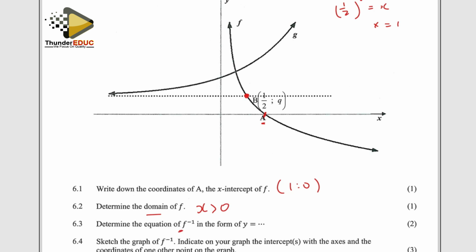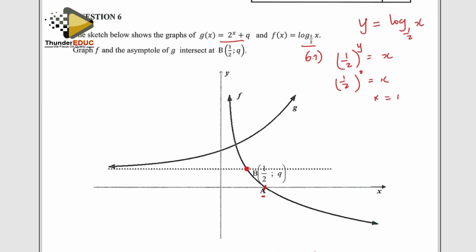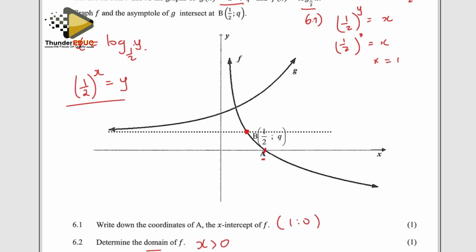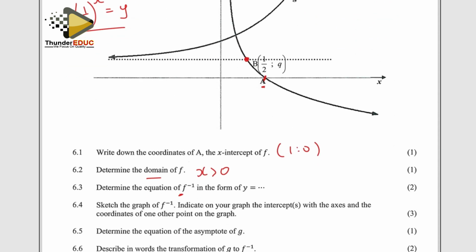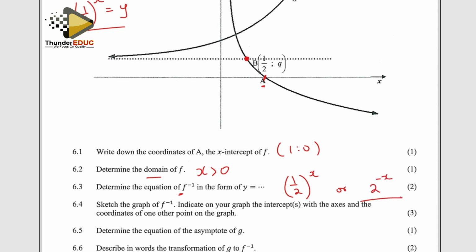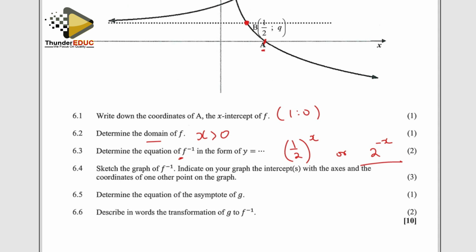Then they want us to get the inverse. So with the inverse, what we do, just switch around. So what is x becomes y, and then what is y becomes x. And then let's write this in exponential format. So a half to the x is equal to y. So that is what they want. So y is equal to a half to the exponent of x. Or alternatively, you can just write it as 2 to the negative x. No problem.